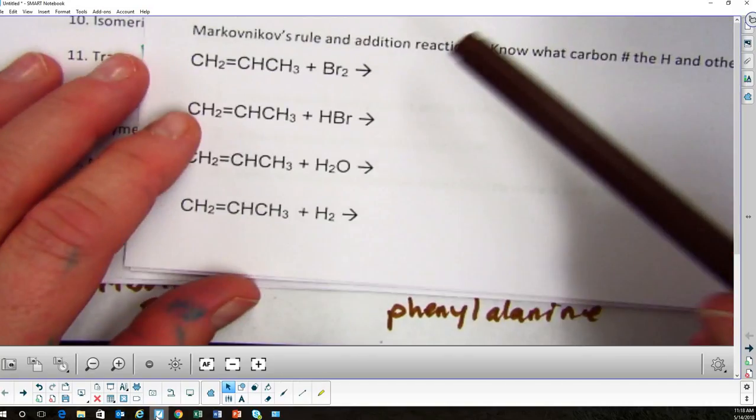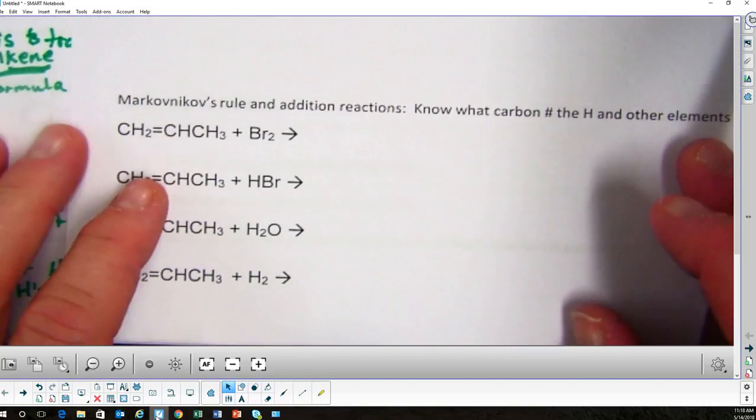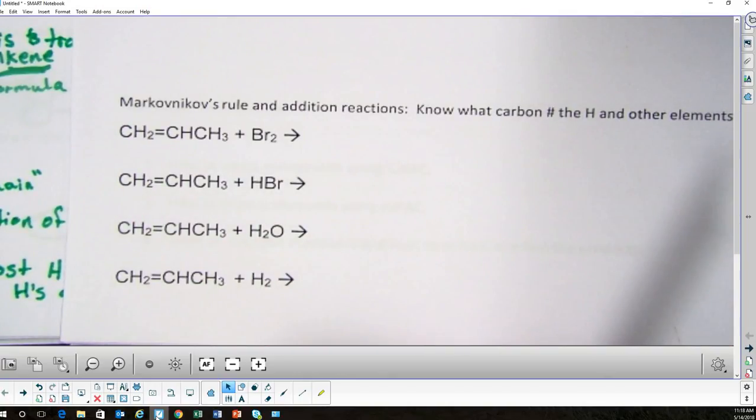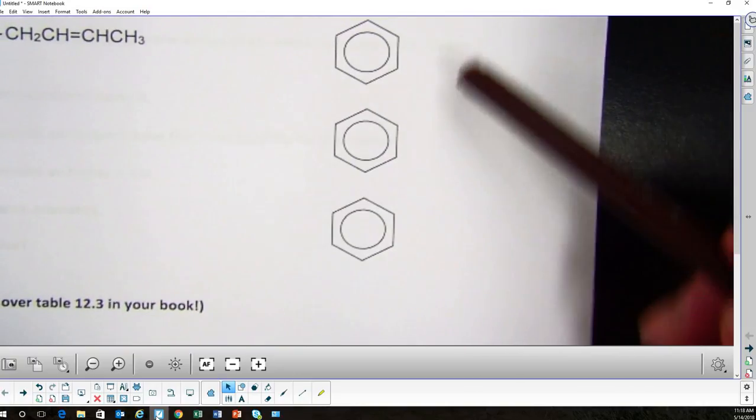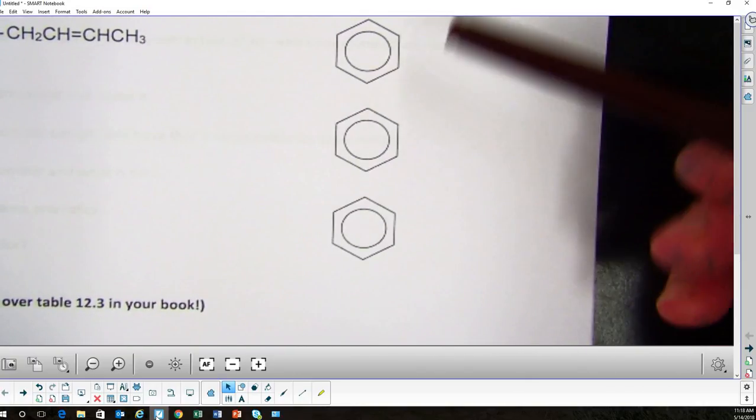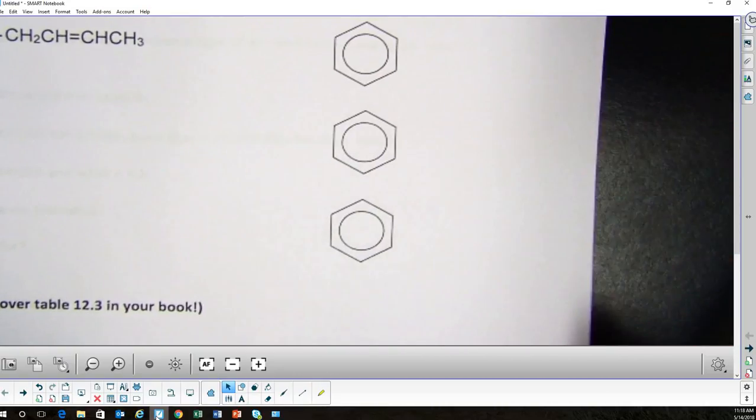So I've given you some things to look at. When she talks about the major and minor products, Markovnikov's rule gives you the major product. Not following Markovnikov's rule gives you the minor product. Okay? So just remember that. And then on the second page here I gave you some benzene rings. You can practice doing ortho, meta, para. You can do whatever you want on here to help you remember it.